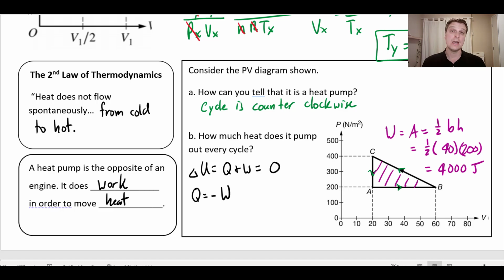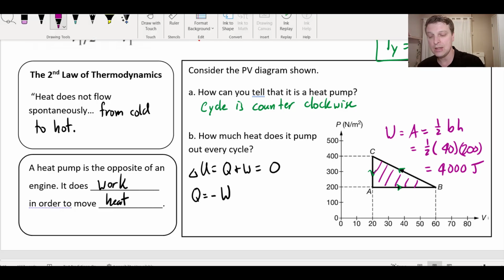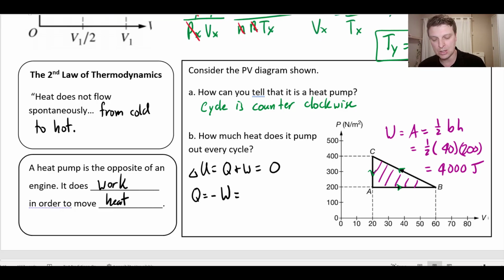4,000 joules. Now, recognize that the work here is positive because the cycle is going counterclockwise, and so we are doing a net amount of work on the gas. And so the heat that flows out must be just equal to negative 4,000 joules every time we complete one cycle.